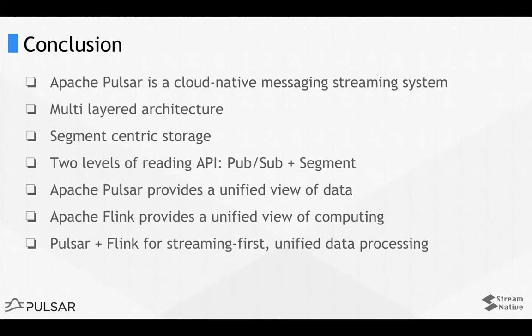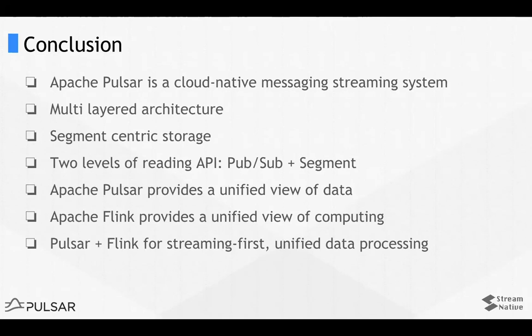And the conclusion is that Pulsar is a new kind of messaging system. It's a multi-layer architecture that combines both messaging and storage. It provides two layers for accessing data. You can use Pulsar messaging for accessing streaming data, and you can use the segment reader to access more fine-grained segments. Pulsar attempts to provide a unified view of your historical data and real-time data in infinite streams.